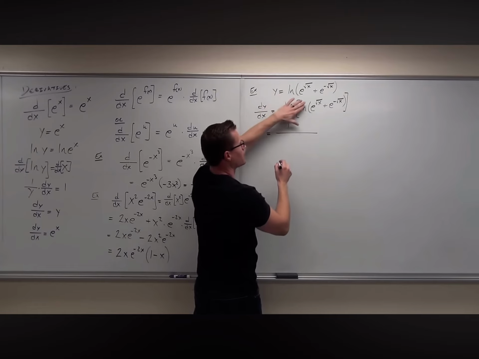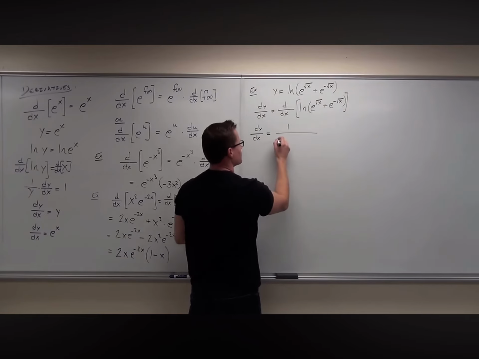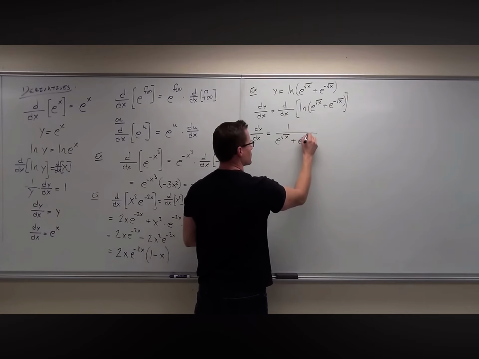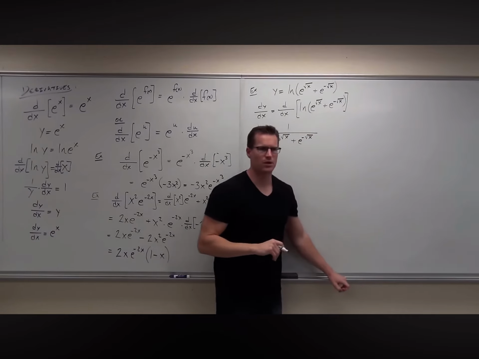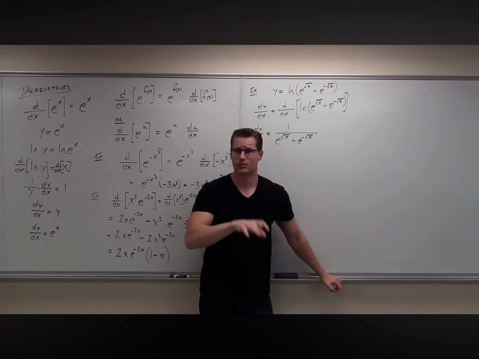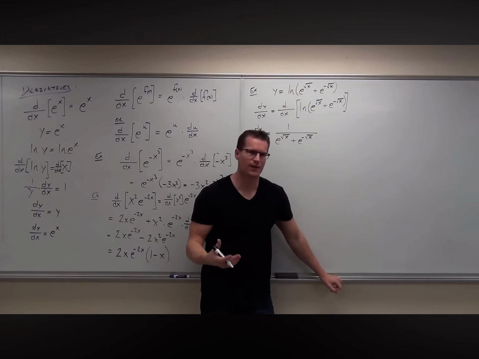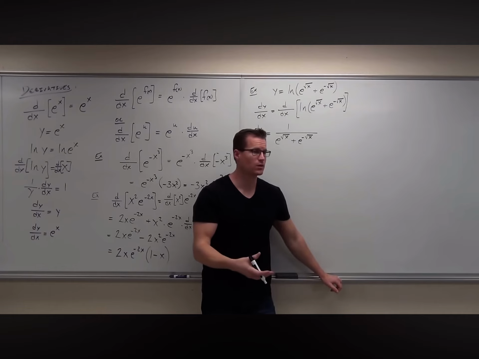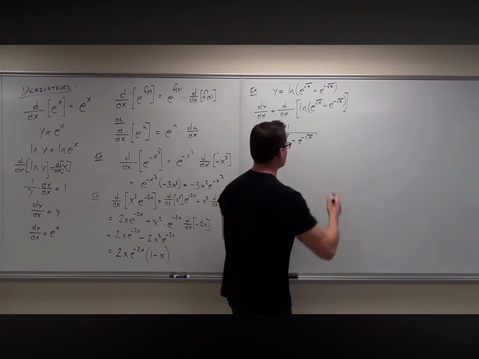Good, but not this, right? Just the inside. So 1 over e to the square root of x plus e to the negative square root of x. Quick head nod if you're okay with that so far. Okay, good. Are we done right now? No, unfortunately not. That'd be awesome if we were. But what do we have to do? Chain rule. All the time, chain rule.